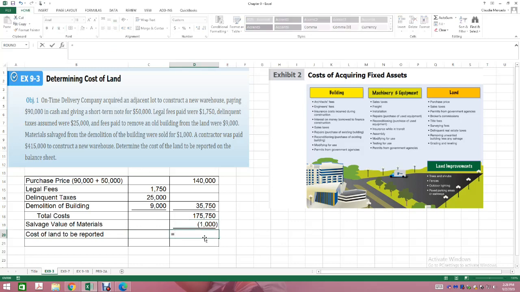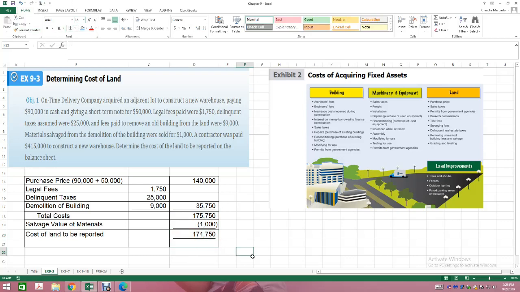So that will be the sum of the $175,750 minus the $1,000. It will give you $174,750. That is how much you're going to book your land for in your company's books. The land is going to be the purchase price plus legal fees plus delinquent taxes plus the demolition of the building minus the salvage value of materials, which gives you $174,750. So that is the first exercise that we are covering here, how to calculate or determine the cost of land.